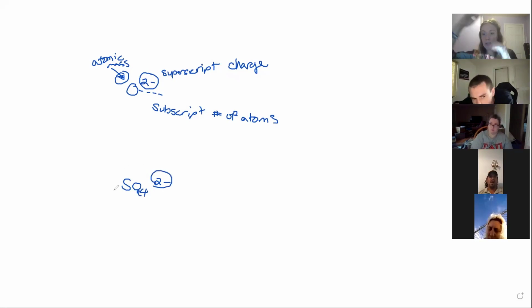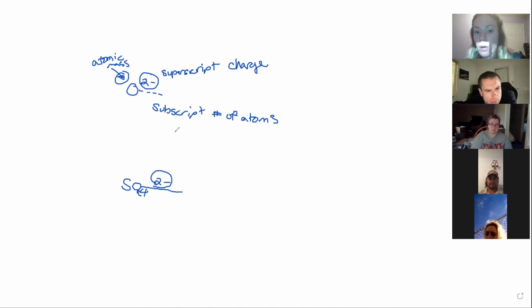So you want to separate those things out. Sometimes people will get those flip-flopped. They'll want to drag the 4 up with the 2 or bring the 2 down to the 4, or flip them. Keep those separate. Anything sitting above in a superscript is charge, anything below in a subscript is the number of atoms.